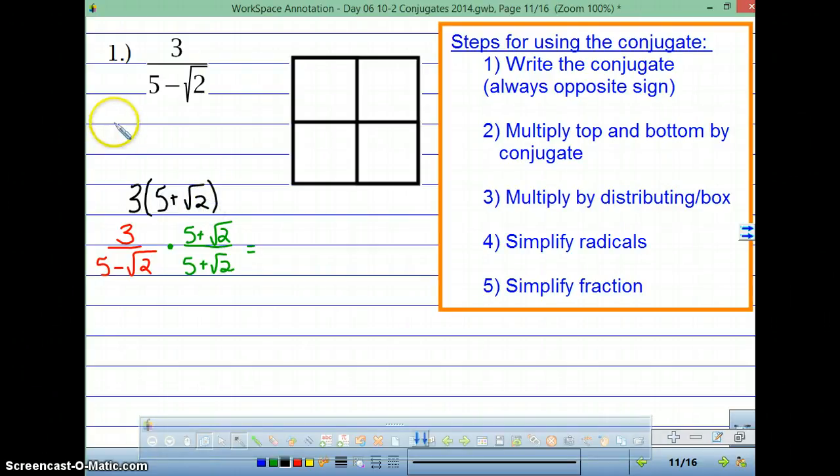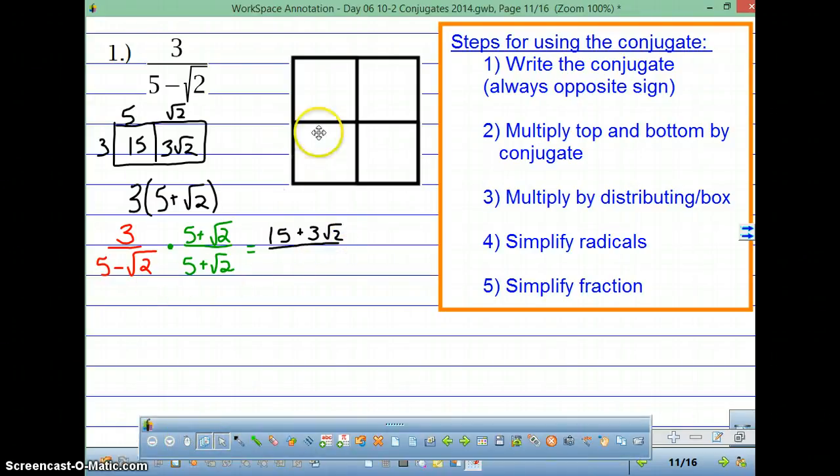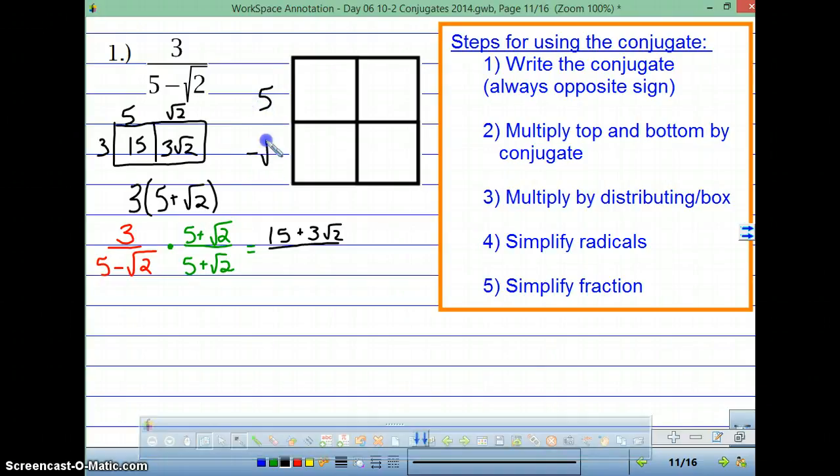Okay? We could make ourselves a box like this. 3, 5 plus root 2. You end up with 15, 3 root 2. Okay? 15 plus 3 root 2. Now let's do the denominator. I think for the denominator, we'll use our area model here. I'm going to put in 5 minus root 2 here. And on the top, I'm going to do 5 plus root 2.